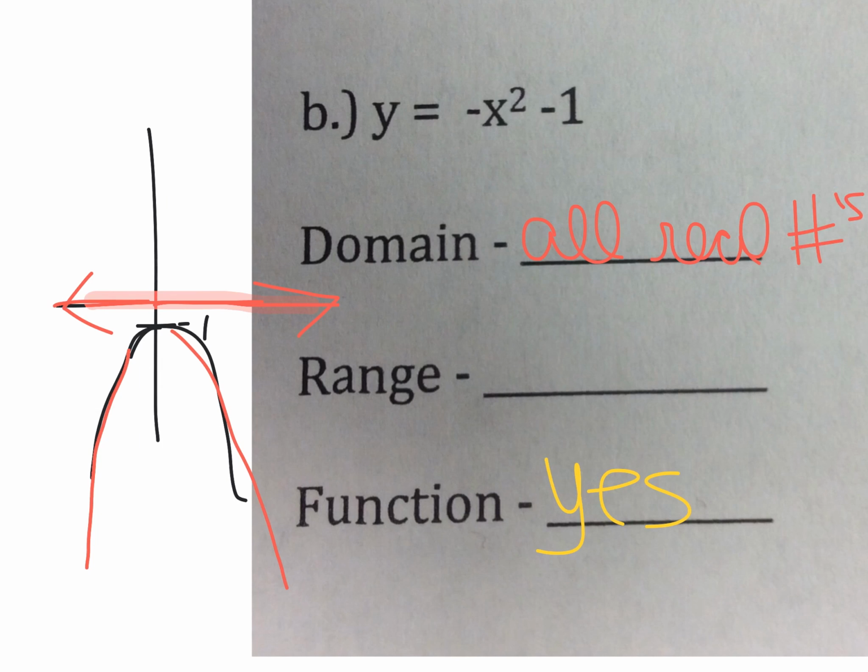Our range is a little bit different. Our range is talking about the y values. And so it does go on in the negatives forever, but it stops here at -1. So we have our range: our lowest point is going to be -infinity, and the highest, or the largest point, I should say, is going to be -1.